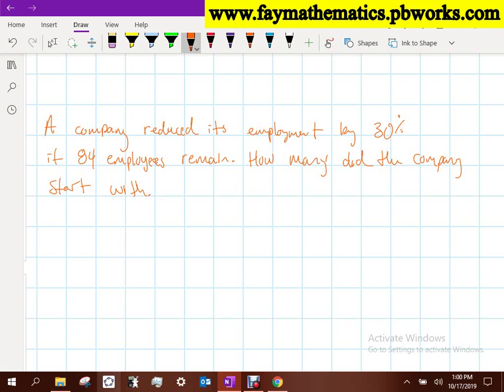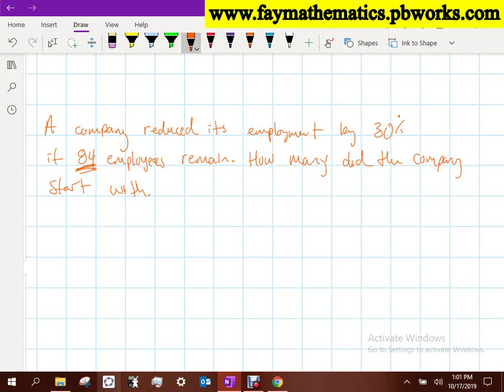So what we want to do is take that phrase and see if we can rewrite it as what number is blank percent of something, or this number is blank percent of what number. Try to rewrite it like the questions that we just did. Here's how I think we should do this. The company reduced its employment by 30%. If 84 employees remain, this is a percentage of what we started with, right?